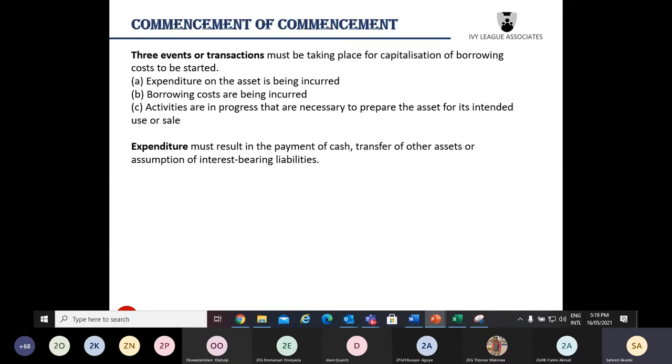Another thing I need to talk about now before I start solving questions is, at what point do I commence capitalization of borrowing costs? I will commence capitalization when three criteria are met simultaneously. Number one, when expenditure on the asset has been incurred. Number two, when borrowing cost has been incurred. And number three, when activity necessary to make the asset ready for intended use or for sale has commenced.